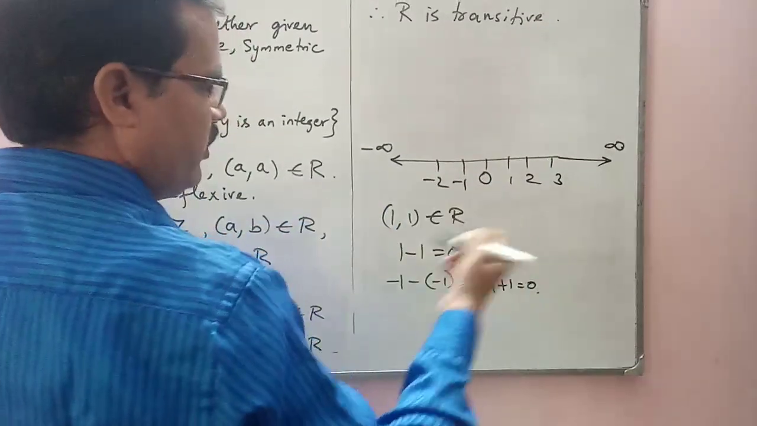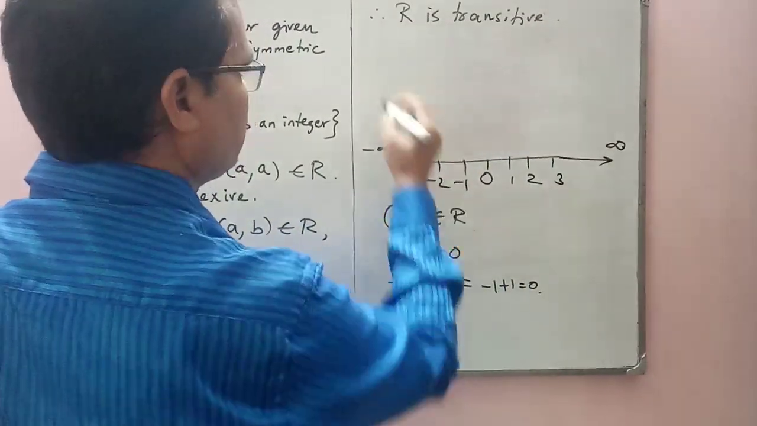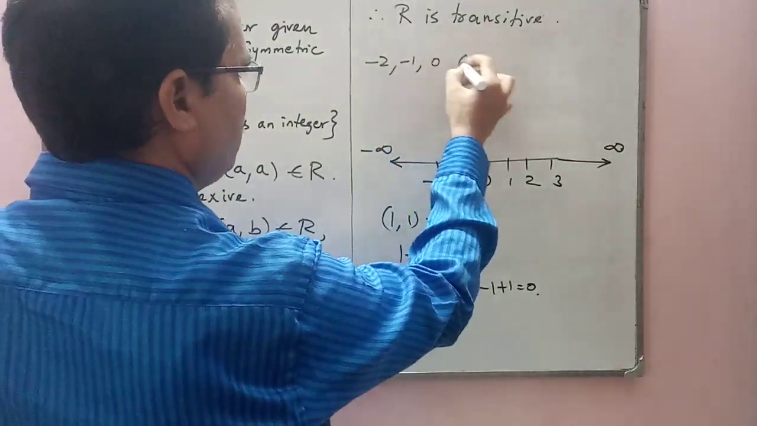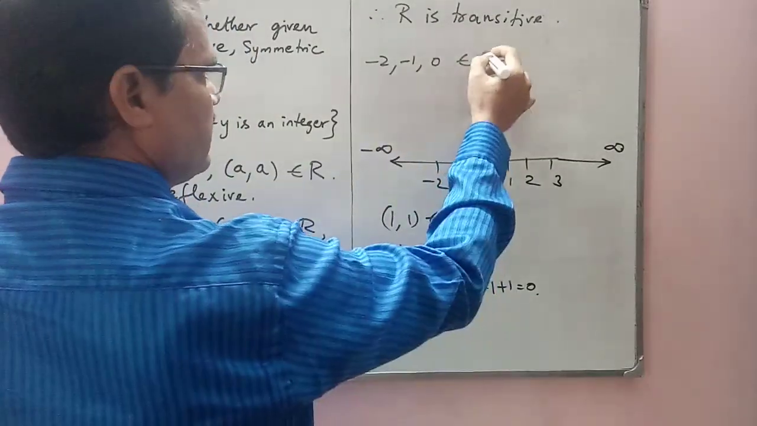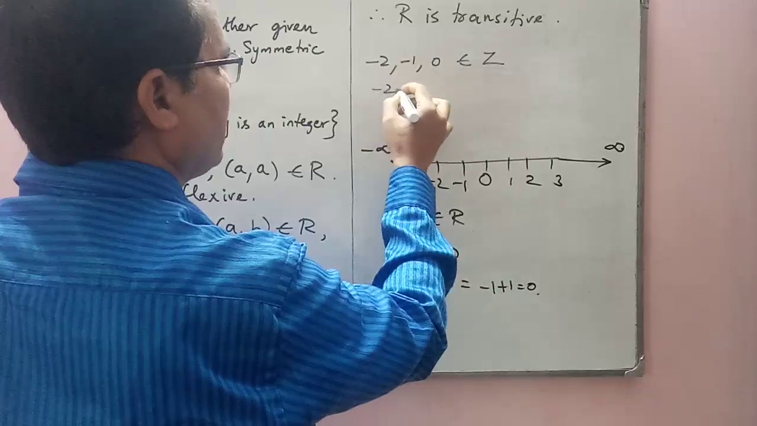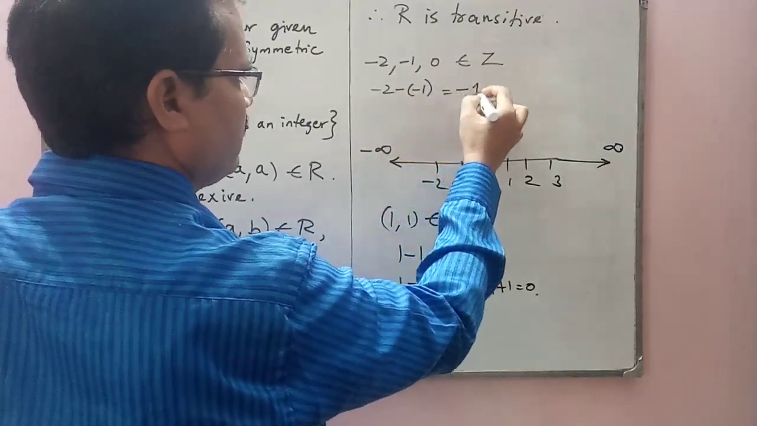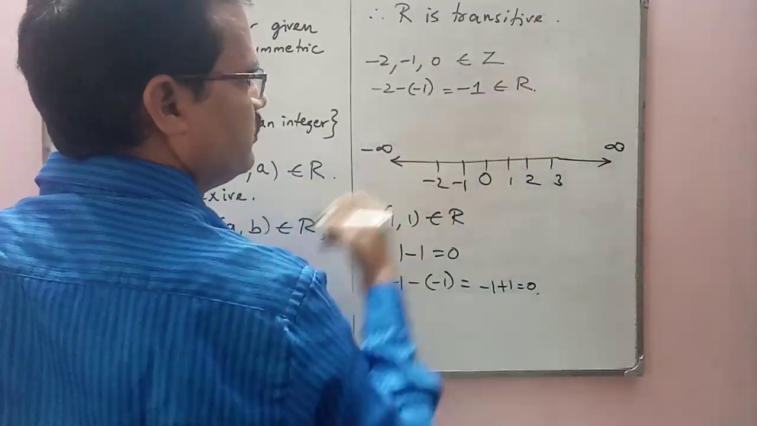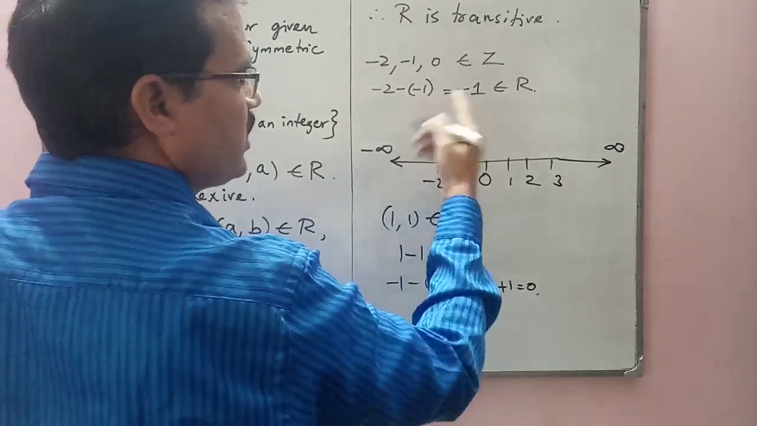Now, we'll try to understand. Choose any three numbers: minus 2, minus 1, 0. Minus 2, minus 1, 0 belong to set Z. They are all integers. Now you have to check the relations. Minus 2 minus of minus 1 is minus 1, which is an integer, so (minus 2, minus 1) belongs to R.